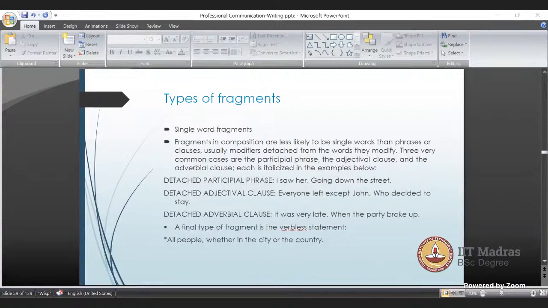Okay, so these are the different types of fragments that you can see in the English language, out of which the single word fragments are not common in longer compositions and writing. However, all the others, the detached participial phrase, the detached adjectival clause, the detached adverbial clause, and verbless statements, can all become a part of longer compositions and longer writing.